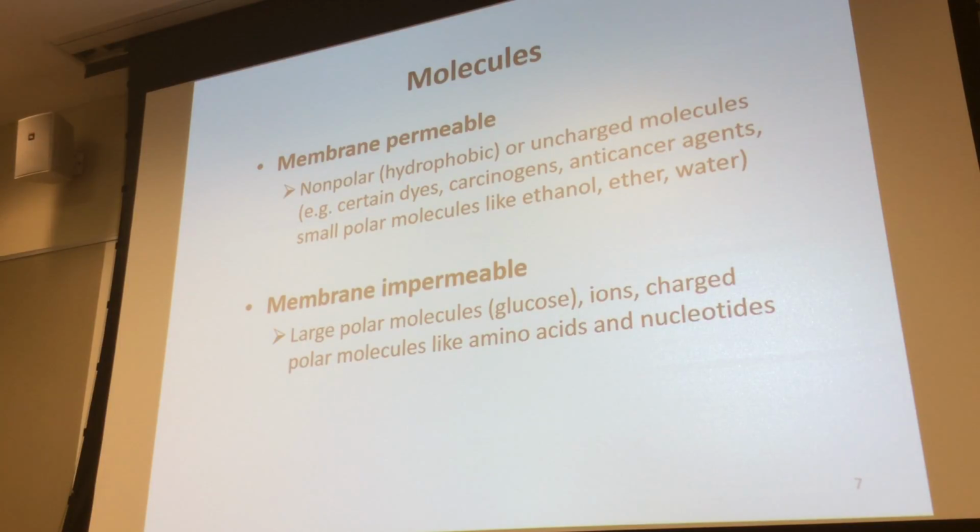There are two types of molecules that can cross the plasma membrane. One is membrane permeable. In this category are water, ethanol, and gases like oxygen and CO2. They can move freely through the plasma membrane. There are also molecules that are membrane impermeable, such as glucose, ions, and charged polar molecules like the neurotransmitters, like dopamine, serotonin, norepinephrine, and nucleotides. These need mediators to cross the plasma membrane.